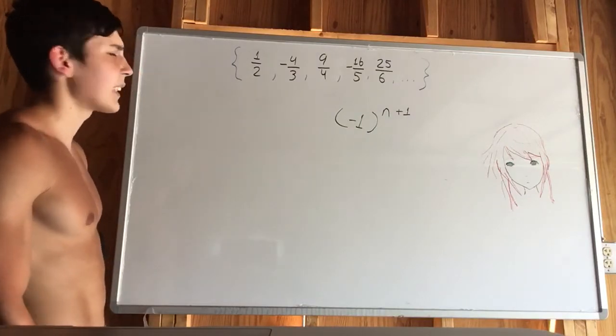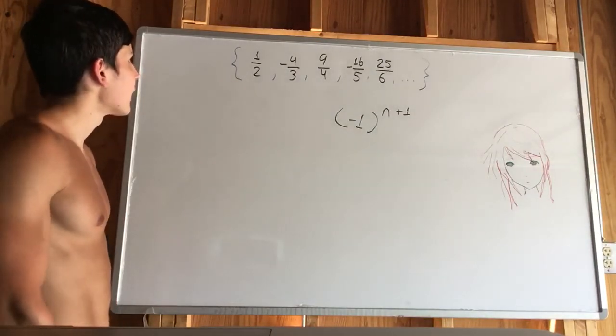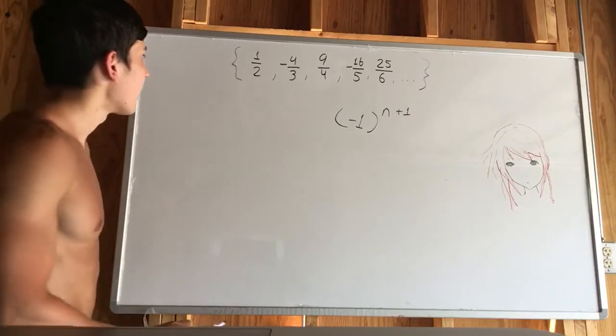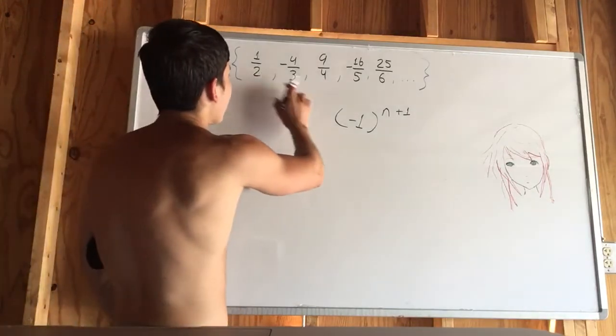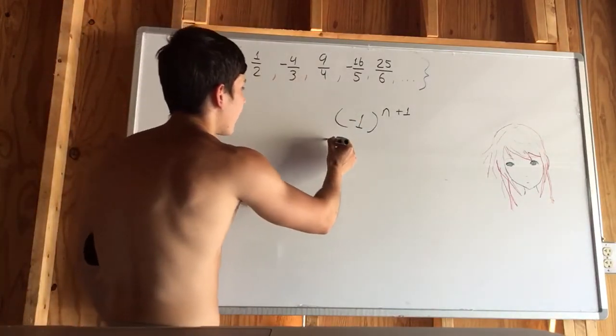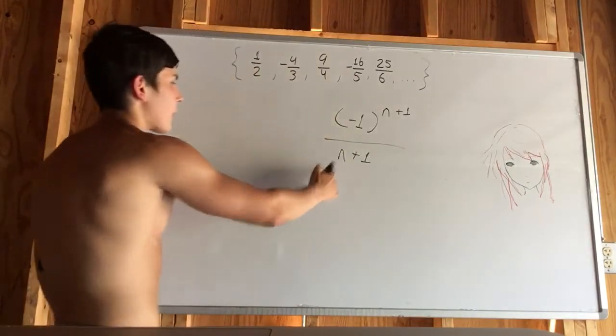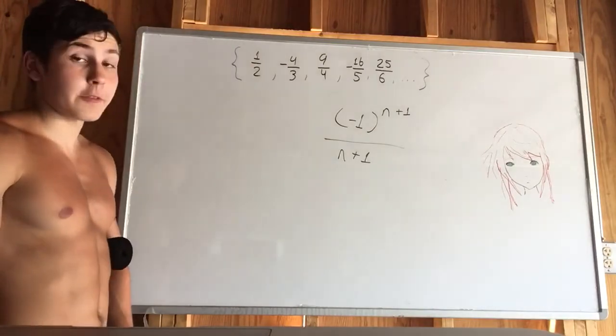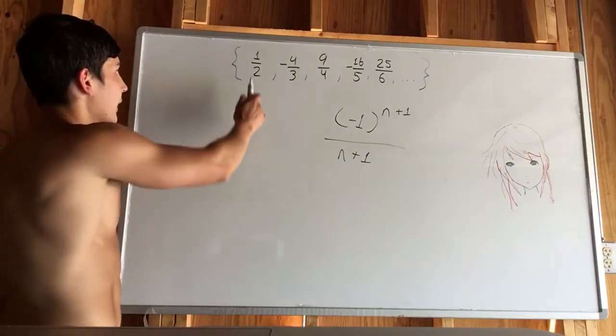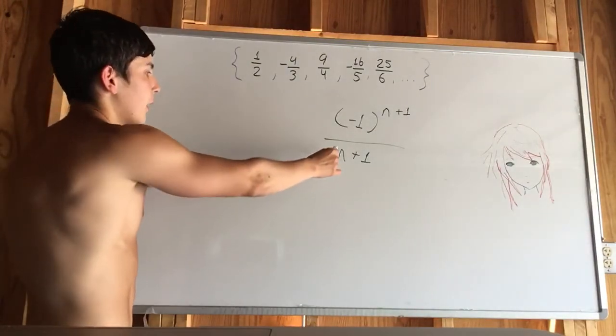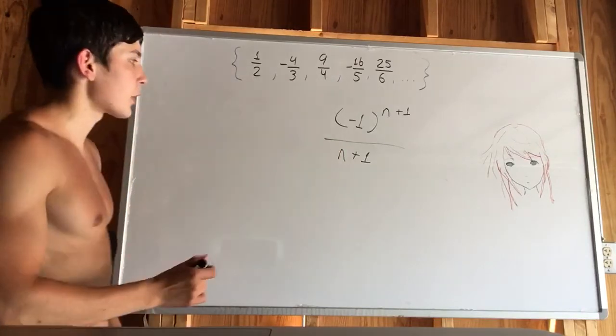Okay, the next thing we want to notice is, what do we have in the denominator? In the denominator, we're adding 1, obviously. So that's all we need, n plus 1. Because our first term that we plug in for n is always 1. And that's going to give us 2. And then when we plug in 2, that's going to give us 3, and so on.